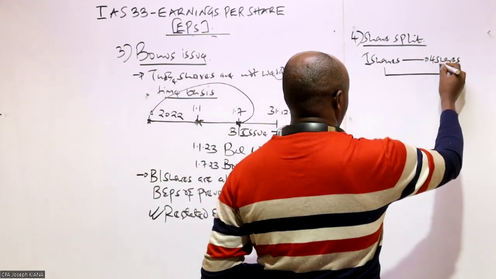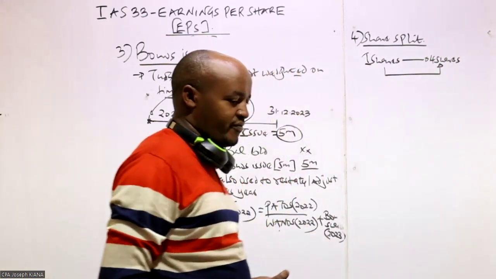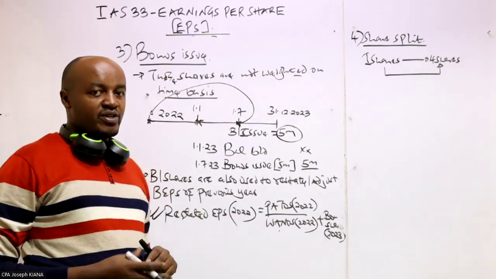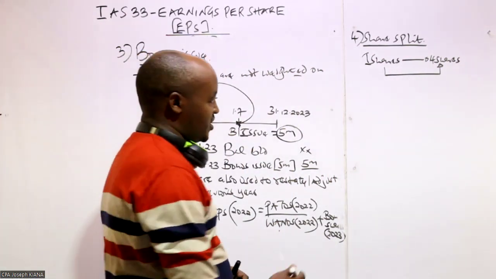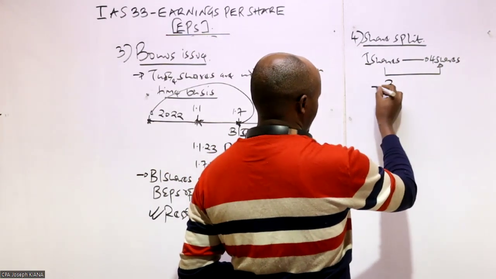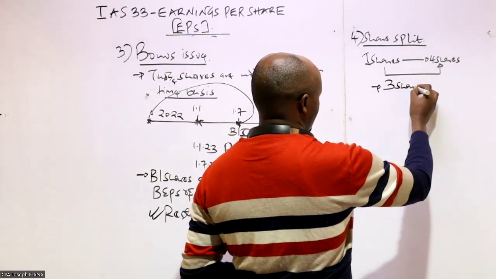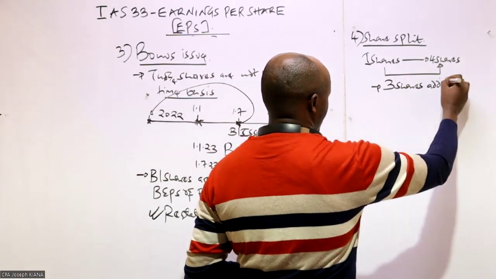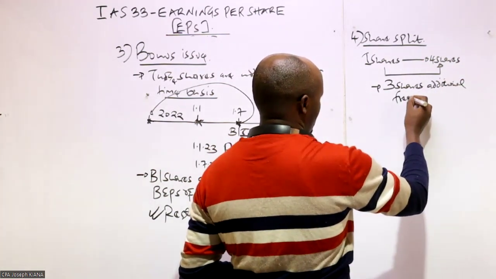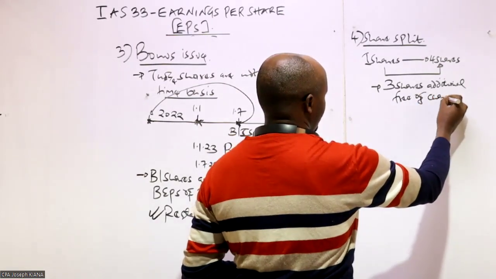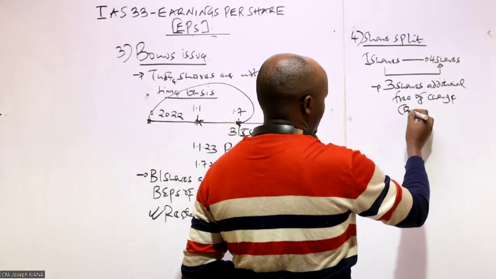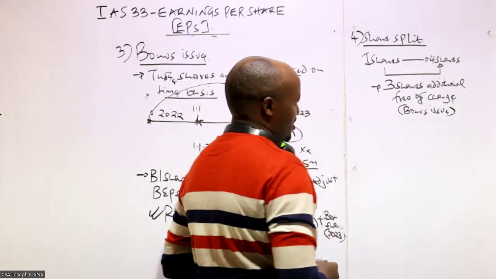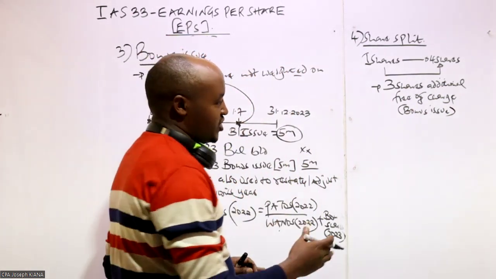So the effect of that is that as a shareholder of this company, if you held 1 share before the split, then after the split, you'll be holding how many shares? 4 shares. And therefore, here we can say that as a shareholder of this company, you have been issued with 3 additional shares free of charge. And actually, we can refer to these additional shares which are issued as a result of the split as bonus shares.